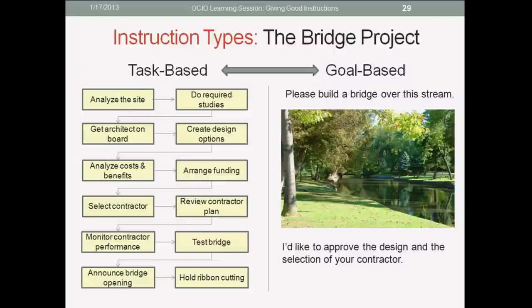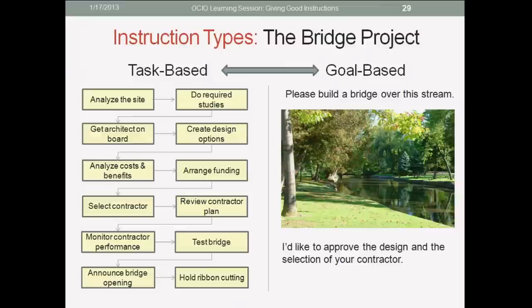Let me talk about two more things quickly because we're coming toward the end of our time. One of the things that I want to get across to you is that there are different kinds of instructions, and this is a spectrum, okay? On the right-hand side, we have task-based instructions, where you know everything about the process, and you can specify every step. And some people enjoy that type of instruction.